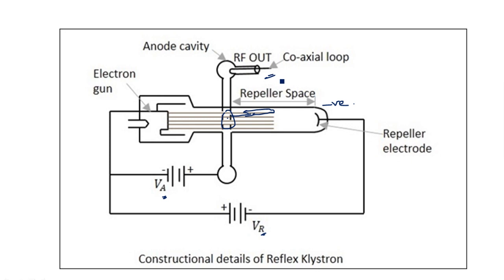The first characteristic is that it has a single cavity. A klystron amplifier has two cavities, a buncher cavity and a catcher cavity. Let us see the characteristics first.